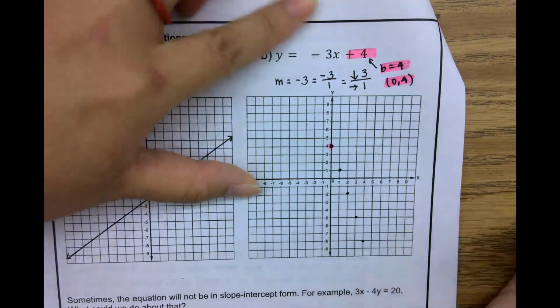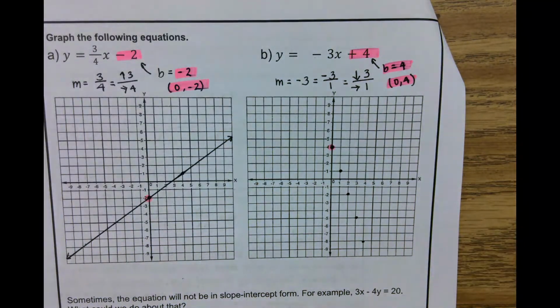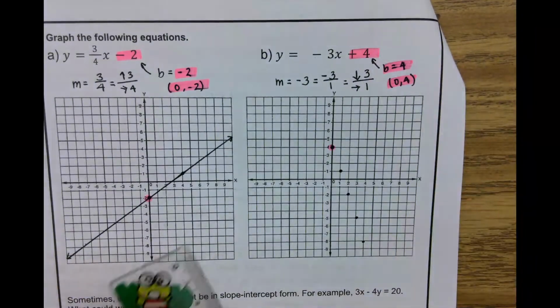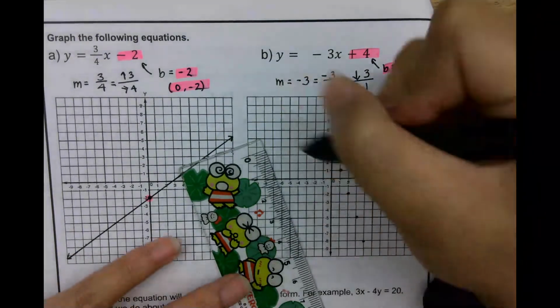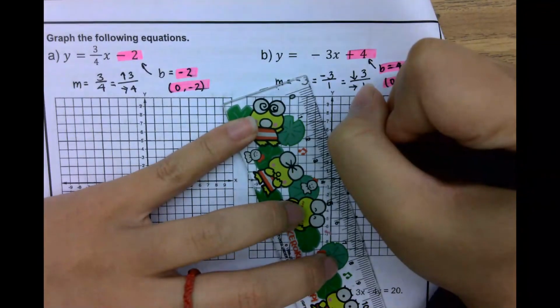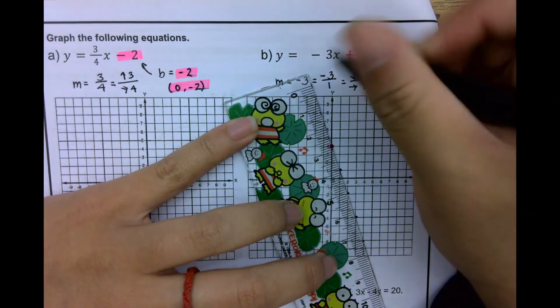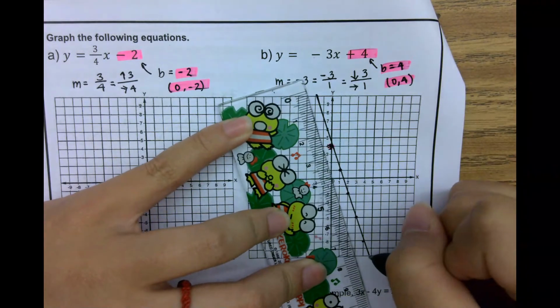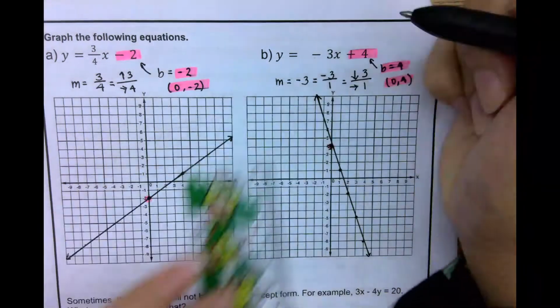The reason why is because sometimes when we get further and further from our first 2 points, our ruler might make it not as accurate. So that's why I just keep going down 3, right 1 through the whole thing. And there you go.